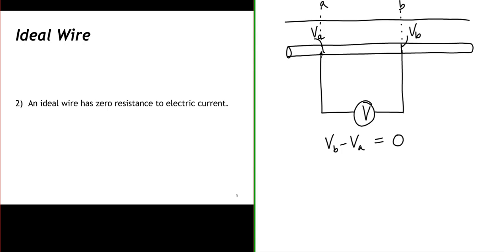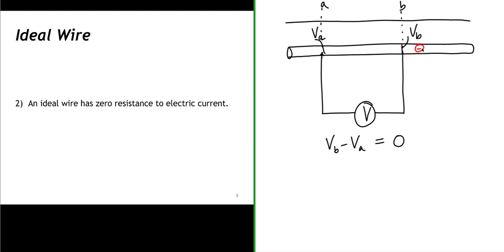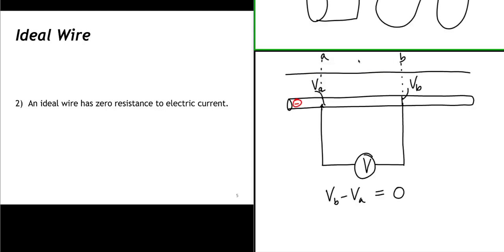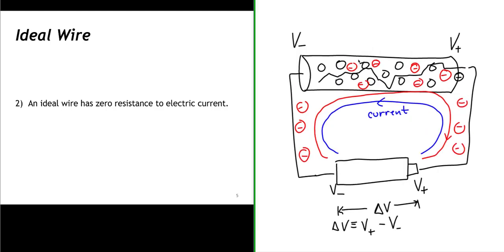Another property that we've already mentioned with ideal wires is they have 0 resistance to electric current. So if we take an ideal wire and look at the charges flowing through that ideal wire, we would see that those charges would move easily without resistance to their movement.